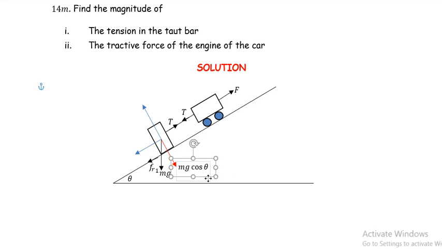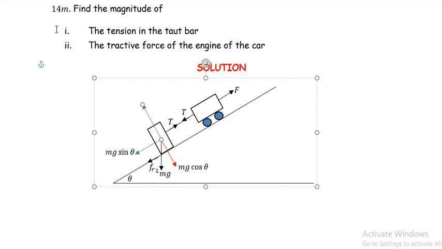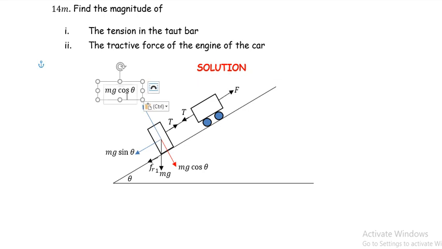Now it also has a component that is parallel to the plane, which is mg sin theta. This is the component here, mg sin theta. Now this one here is what we call the normal reaction of the carriage. I'm going to call it R1. You should know that R1 is the normal reaction of the carriage.